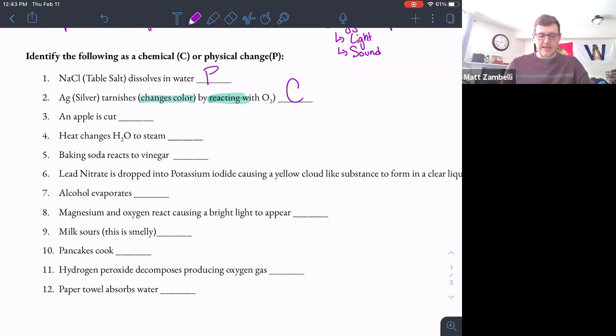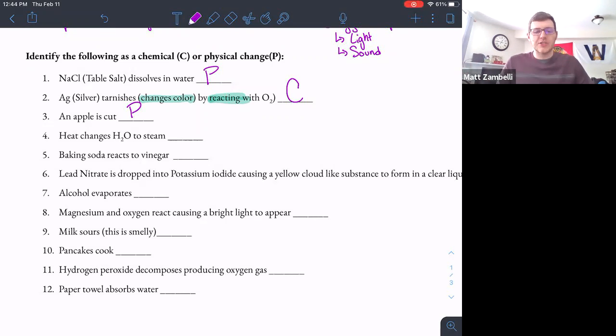What about number 3? An apple is cut. Physical or chemical change here? Take your best guess. All right. Every single person did get it correct. Physical change for that one. You're just changing what it looks like.